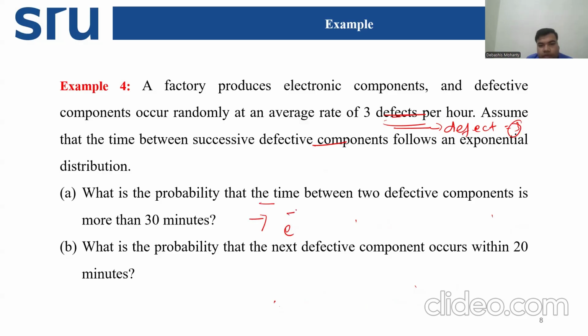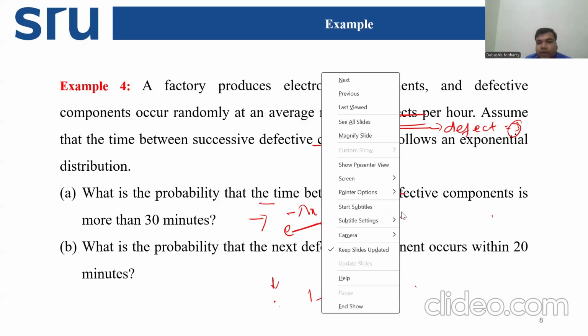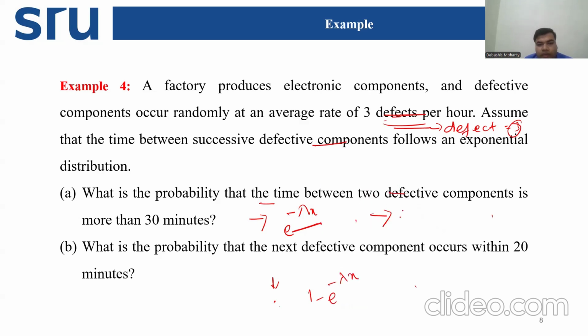For more than 30 minutes, we need to apply the formula e raised to the power minus lambda x. Within a certain time period, it is 1 minus e to the power minus lambda x. But it is given as 30 minutes, and the general average rate is per hour. So 30 minutes means we need to calculate 30 divided by 60, which is equal to 0.5. We need to find the probability of x less than 0.5.